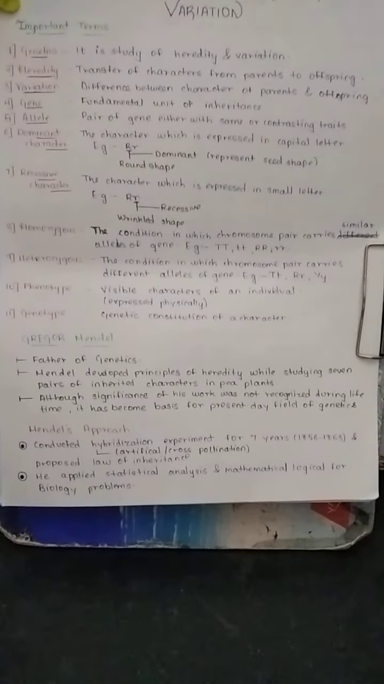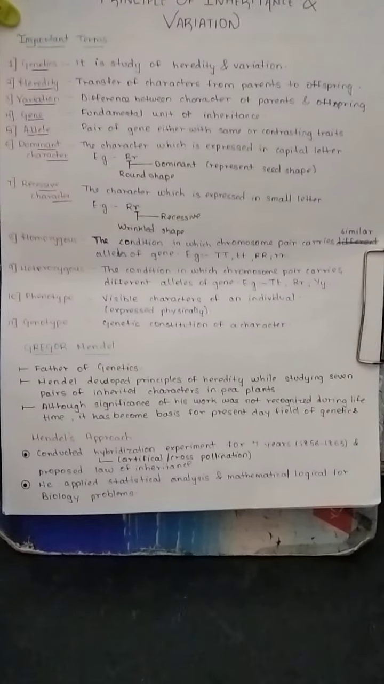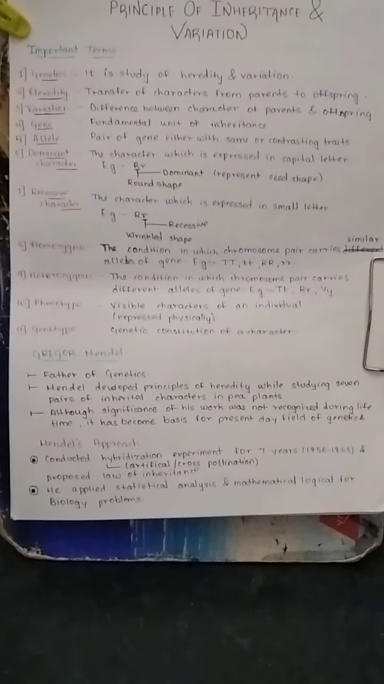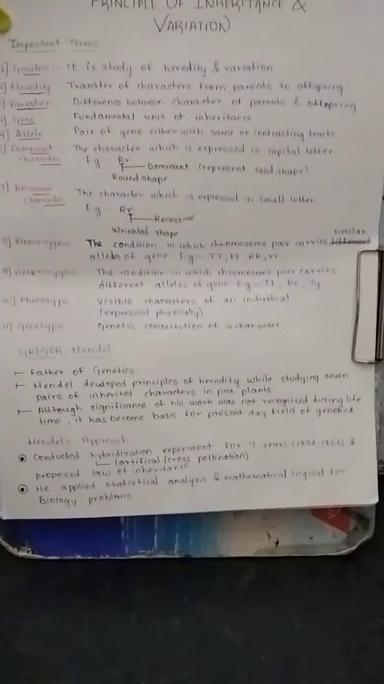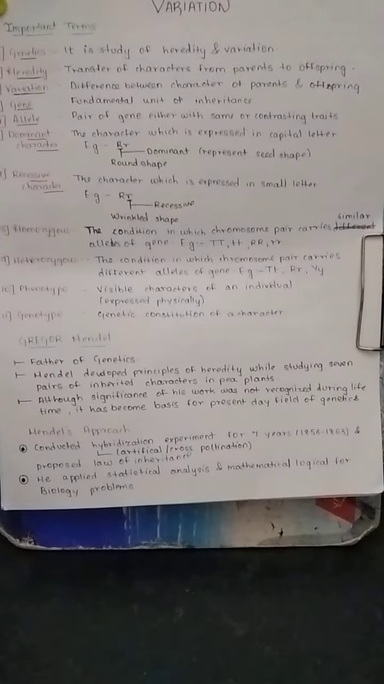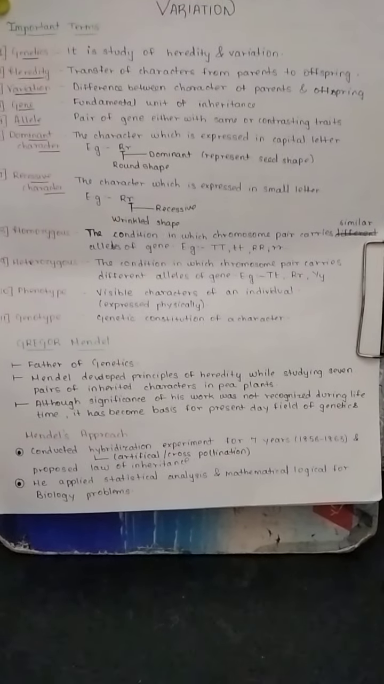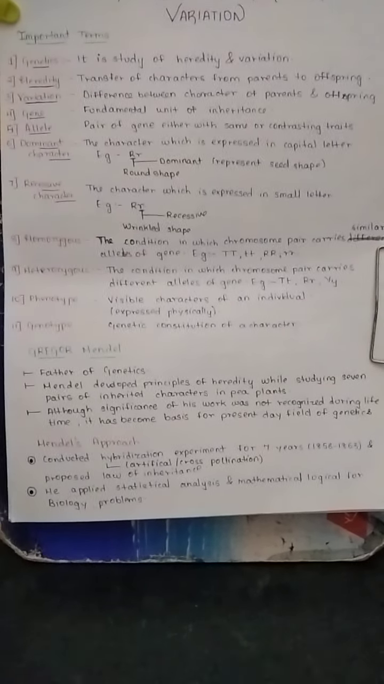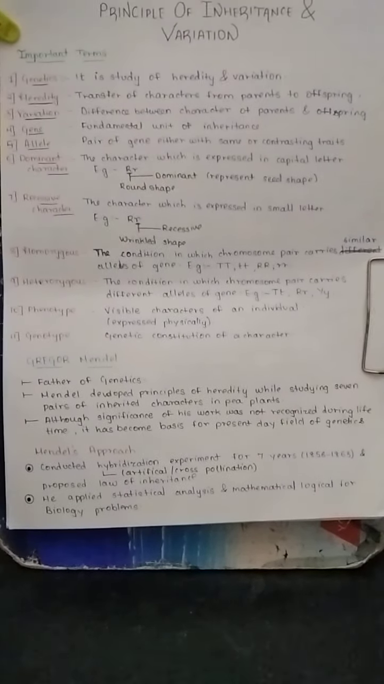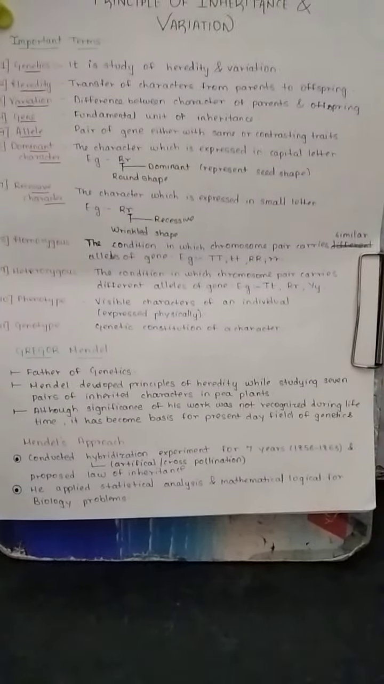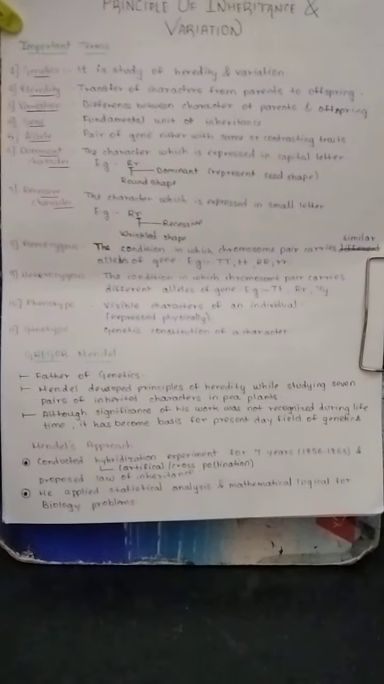Next is the phenotype. Phenotype is the visible characters of an individual which are expressed physically. For example, tallness or dwarfness, the color of the flower, that is violet or white, or the shape of the seed, for example, round or wrinkled. These are known as phenotype characters. Next is the genotype. Genotype is the genetic constitution of a character.